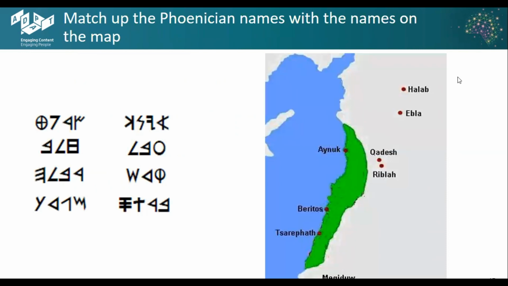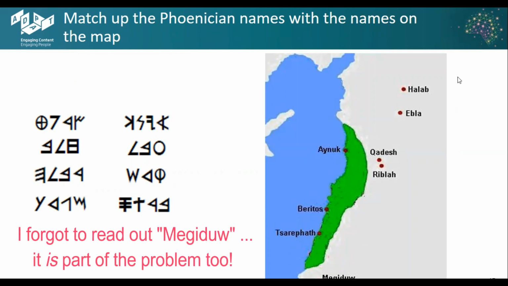Okay, so the task in this puzzle is to match up the Phoenician names with the names on the map. So on the map there you have Chalab, Ebla, Anuch, Kadesh, Ribla, Beretos, and is it Sarfath? And then you have the Phoenician names on the left.